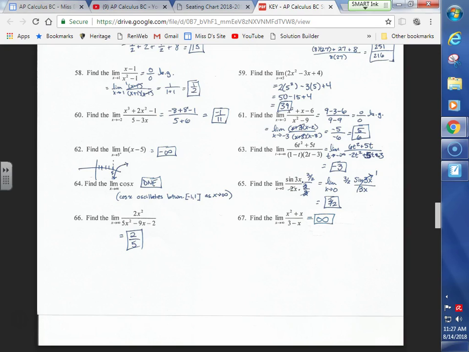Cosine will never approach one constant. That's the long story short. It'll just do its thing forever and ever and ever. It's never approaching a single constant, and we wouldn't ever be able to say anything like infinity or negative infinity. So it can never make up its mind, so we go ahead and just say DNE. It's more of a concept-y one. Yeah.